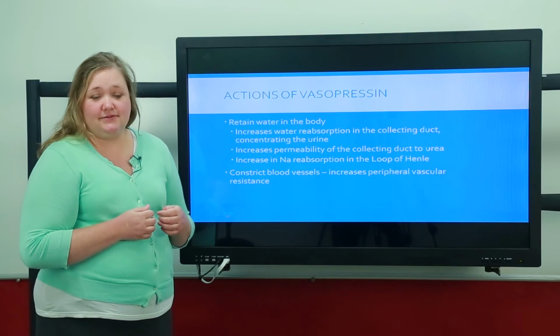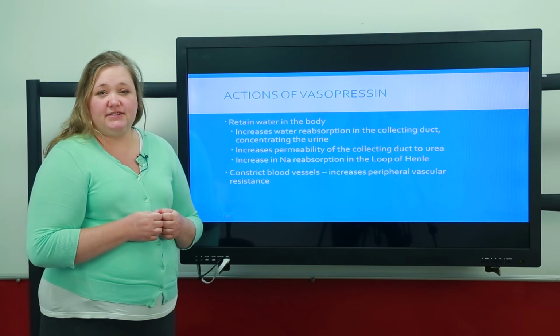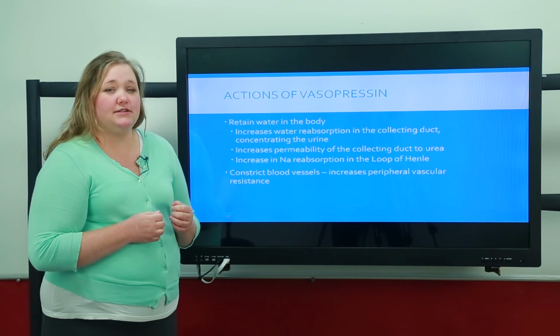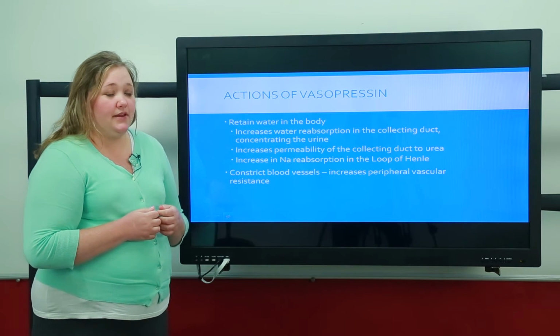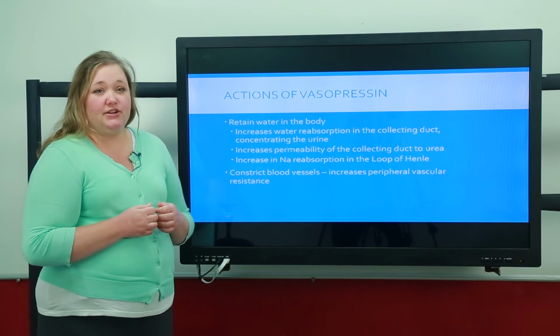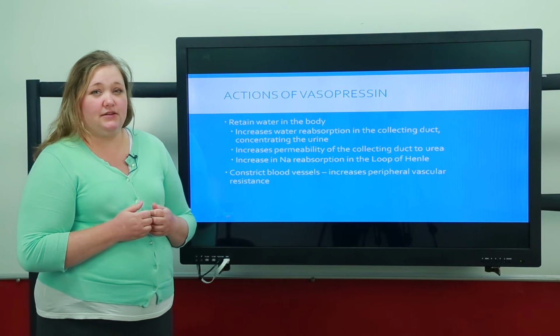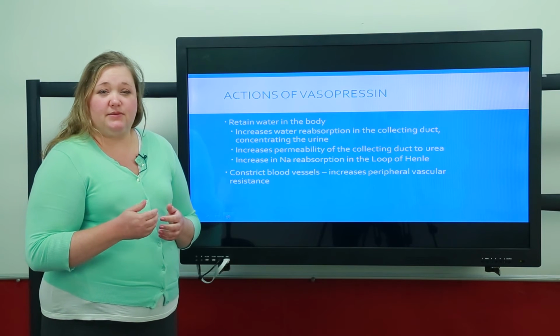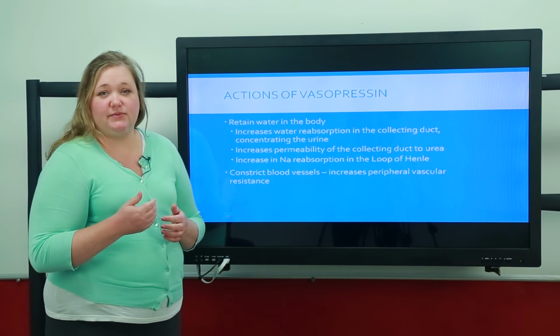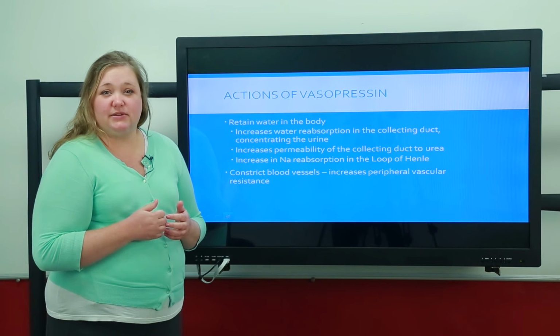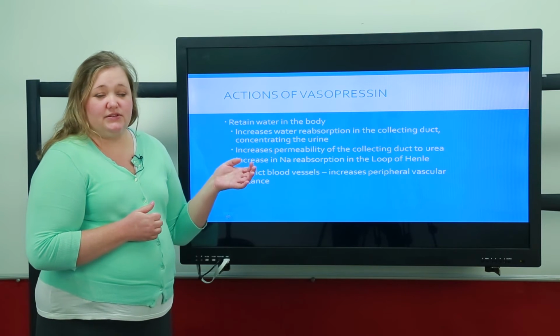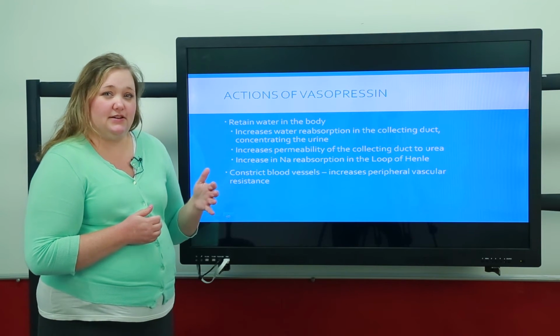In addition, antidiuretic hormone increases the permeability of the collecting duct to urea. And finally, it increases sodium reabsorption from the loop of Henle. Water follows sodium, so that's going to increase the reabsorption of water into the systemic circulation, much as what is done in the collecting duct.